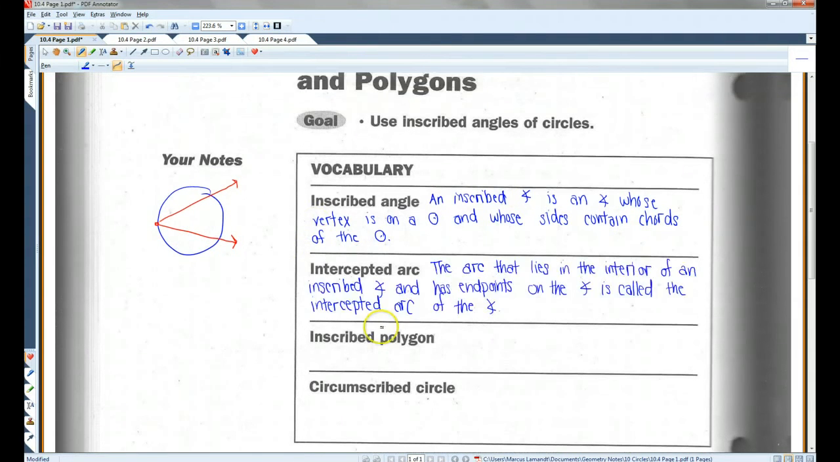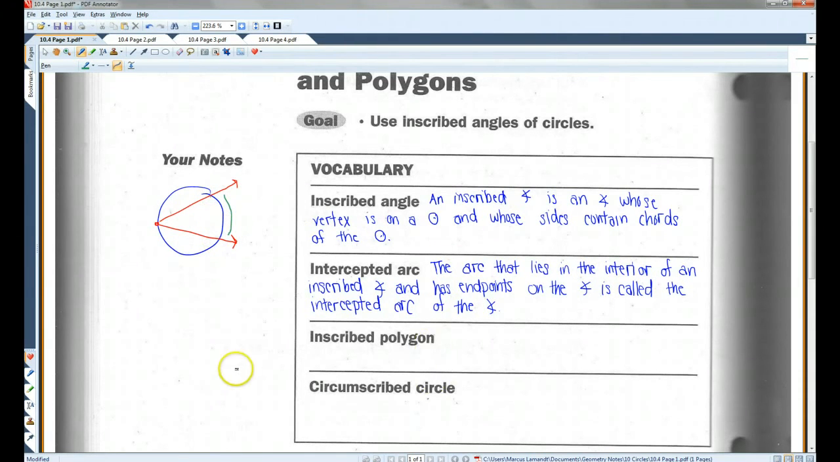Now I'll write that out. The arc that lies in the interior of an inscribed angle and has endpoints on the circle is called the intercepted arc of the angle. So this, I'll use a different color, would be the intercepted arc because it's intercepted by the angle.